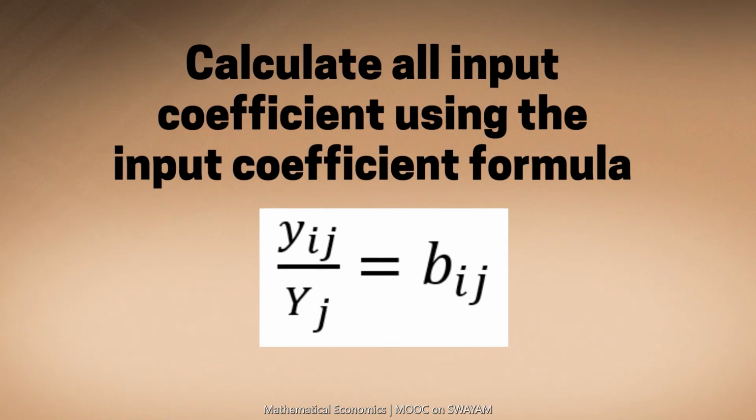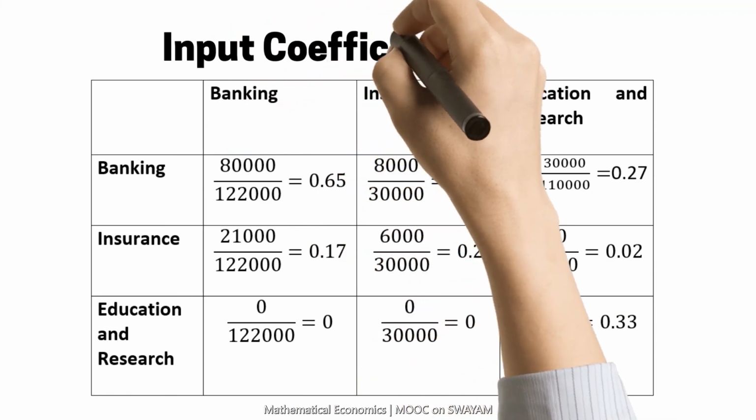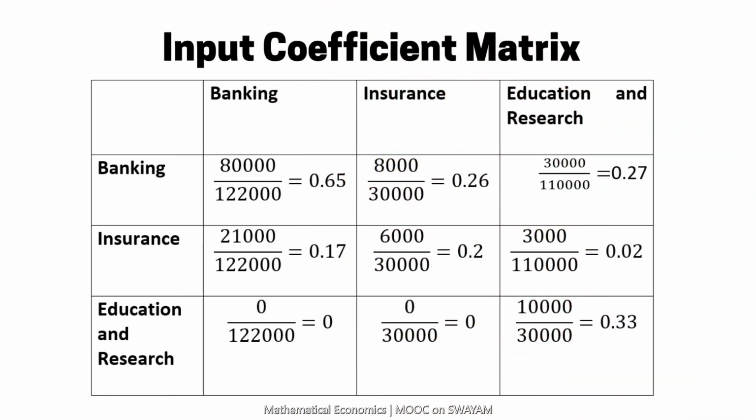Recall that Bij is the output of ith industry used as input to produce 1 unit of the jth industry. In our example, i is 1 and j is 3. That is banking used as input to provide education and research worth 1 lakh. This is the input coefficient matrix.